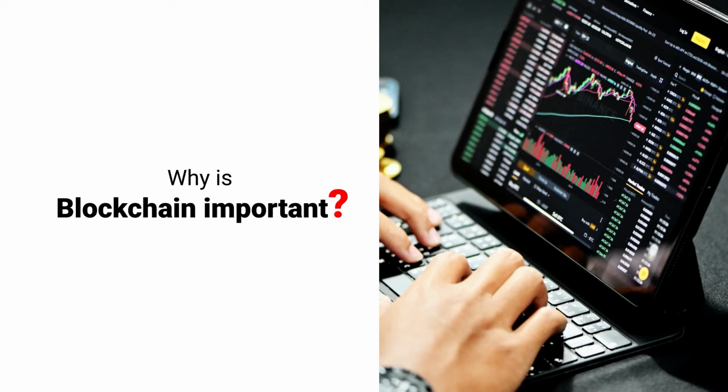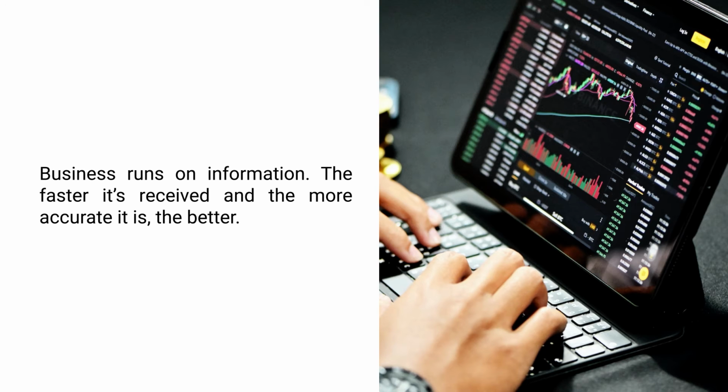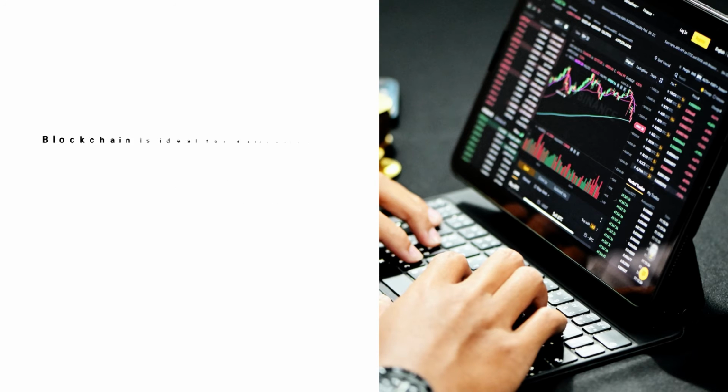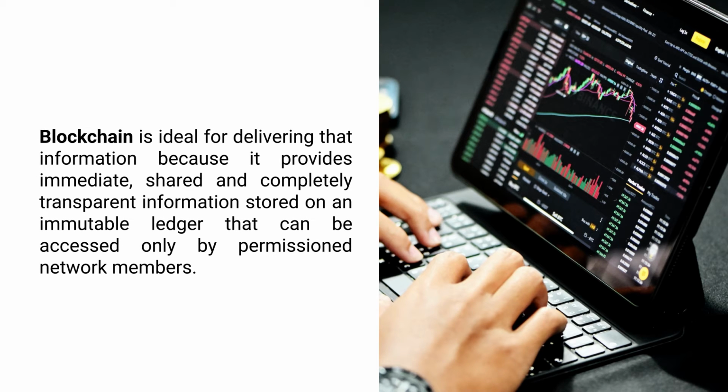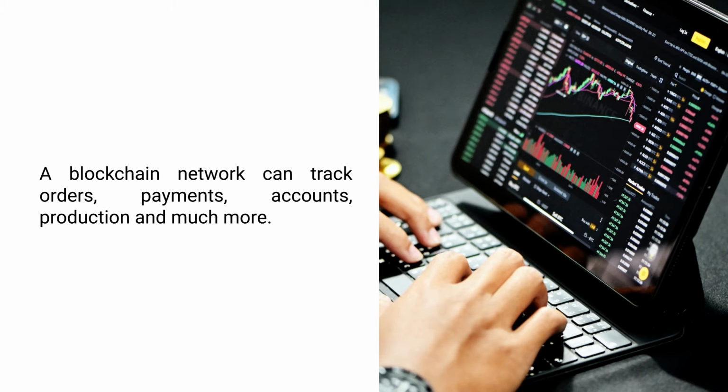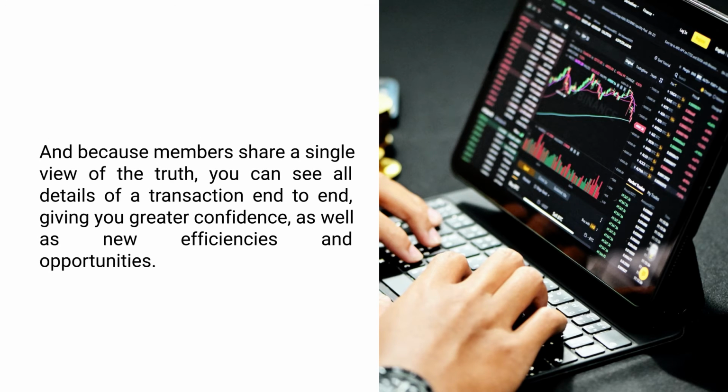Why is this important? Business runs on information. The faster it is received and the more accurate it is, the better. Blockchain is ideal for delivering that information because it provides immediate, shared and completely transparent information stored on an immutable ledger that can be accessed only by permissioned network members. A blockchain network can track orders, payments, accounts, production and much more. Because members share a single view of truth, you can see all details of a transaction end to end, giving you greater confidence as well as efficiency and opportunities.